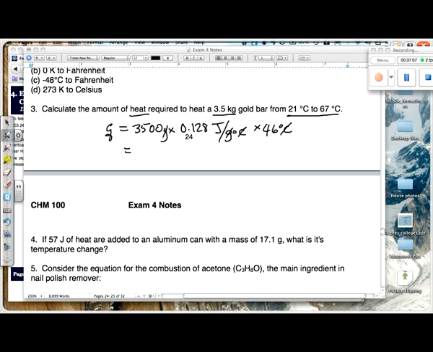So times 3,500 times 0.128. And I end up with 2.06 times 10 to the 4th joules, which is 20,608 if you don't put it into scientific notation. All right, so when you're calculating heat and it involves a temperature change, you're going to use the Q equation.